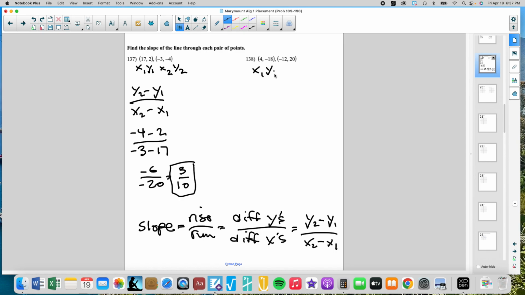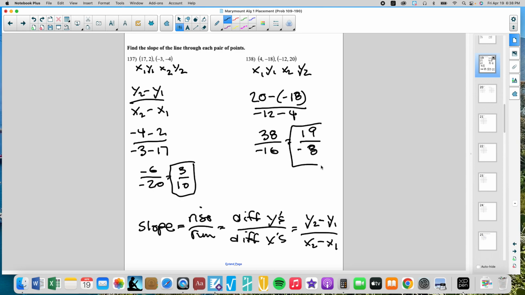X sub 1, y sub 1, x sub 2, y sub 2. Y sub 2, 20, minus y sub 1, which is negative 18. X sub 2, negative 12, minus my x sub 1, which is 4. Two negatives make 38. And negative 12 minus 4 is negative 16, which reduces to 19 over negative 8. 19 over negative 8 would be my slope.